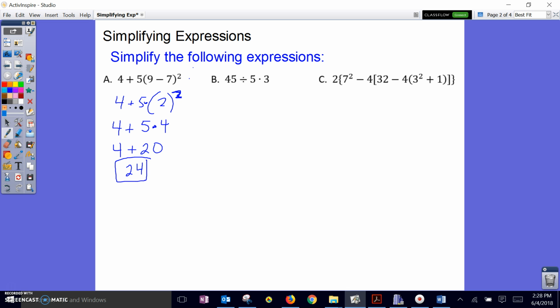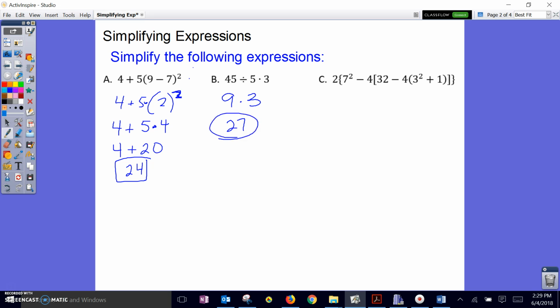All right, example B, 45 divided by 5 times 3. I've got division, I've got multiplication. Which do I do first? Well, they're on the same level, so I do them from left to right. So 45 divided by 5 is what I'm going to do first. And then 9 times 3. And this works out to be 27.